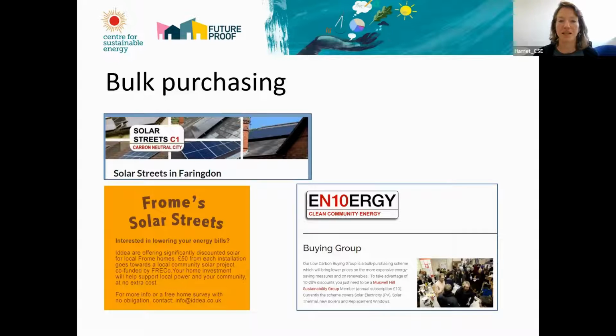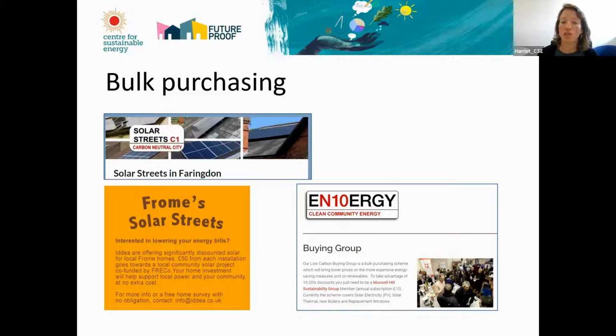Bulk purchasing. So this is less an engagement activity and more a way of facilitating retrofit. So it's through the collective purchasing of things, you can make them cheaper. And you might have heard, for example, of solar streets. So these are in quite a few communities now. Frome, for example, or Farringdon both have solar street programs facilitated through the district council or the local authority. And that's whereby, because lots of householders are coming together to buy solar panels in this situation, it makes the cost of each unit much more affordable.